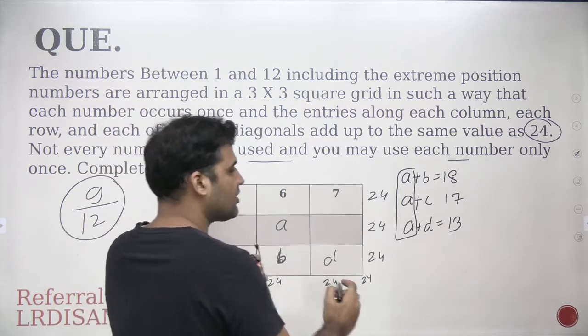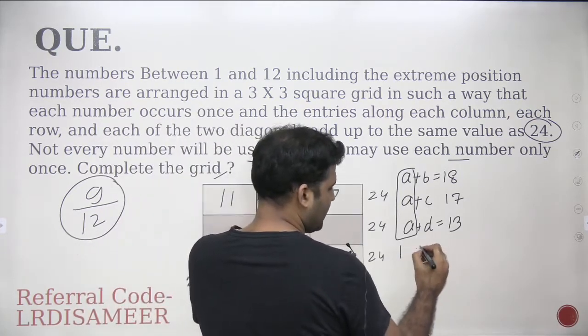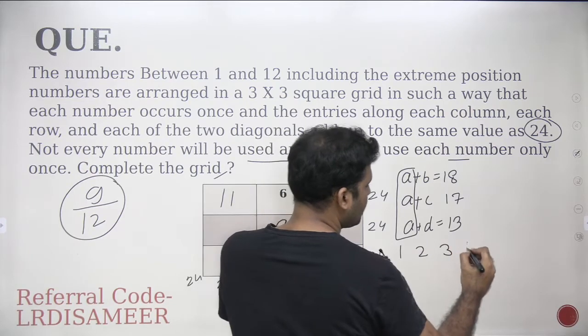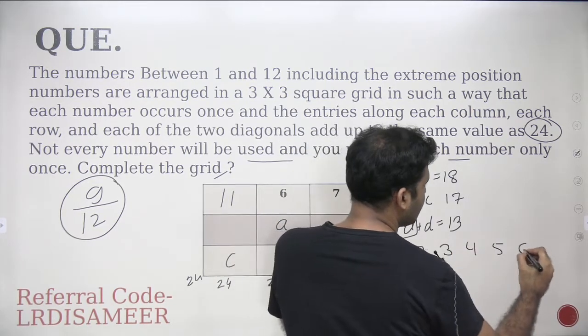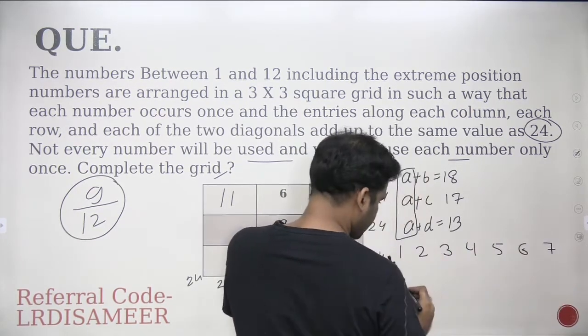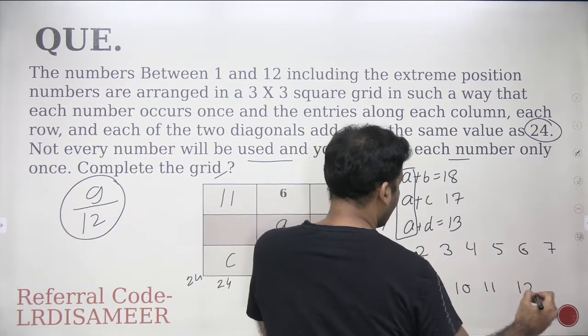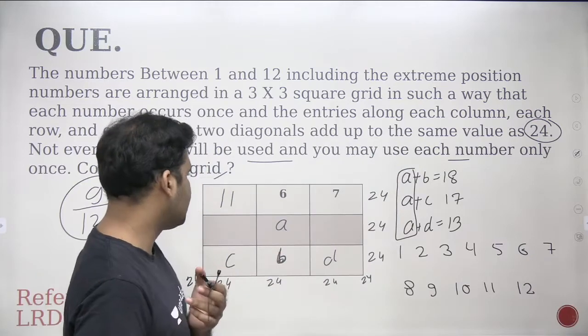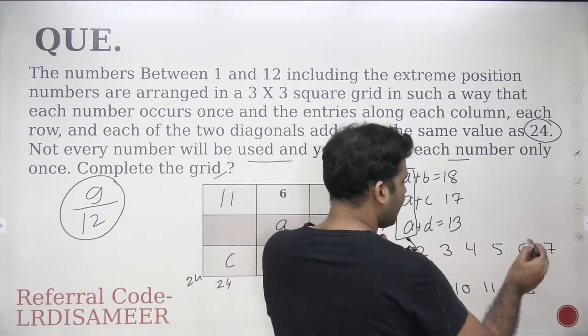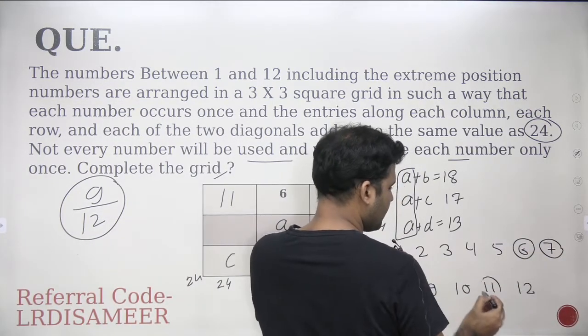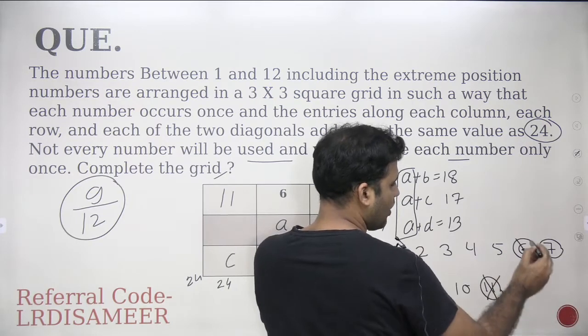Now we have the numbers from 1 to 12, right? Just to explain to you, let's write down all the numbers: 1, 2, 3, 4, 5, 6, 7, 8, 9, 10, 11, 12, right? I already used numbers 6, 7 and 11. So 6, 7 and 11 have already been used.